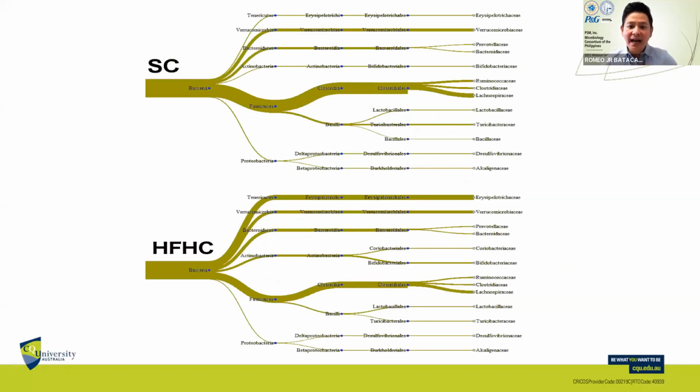This figure shows hierarchy relative to abundance in standard chow and high-fat, high-carbohydrate diet. The thickness of the branch is proportional to relative abundance. As you can see, firmicutes are more abundant, or thicker, in standard chow than in high-fat, high-carbohydrate fed rats. And then tenericutes are more abundant in the high-fat, high-carbohydrate diet than in the standard chow fed rats.